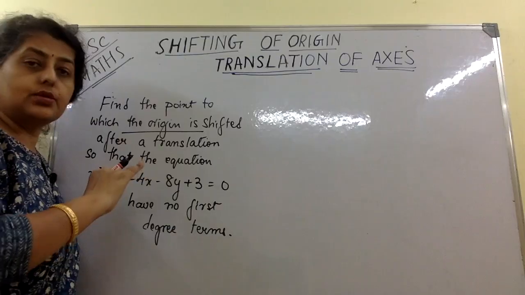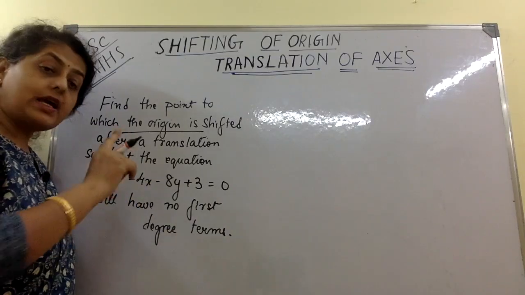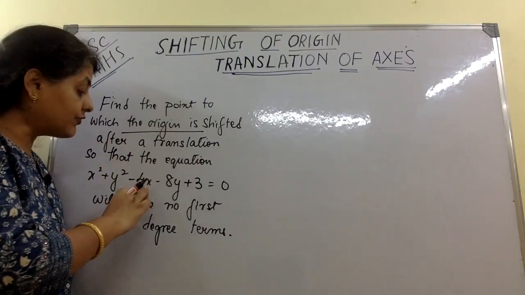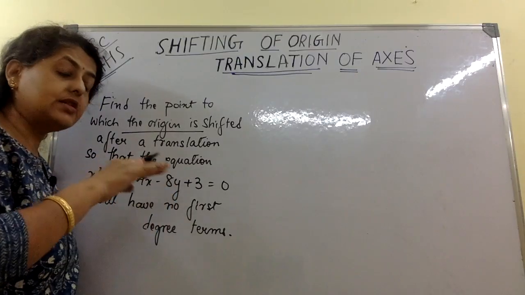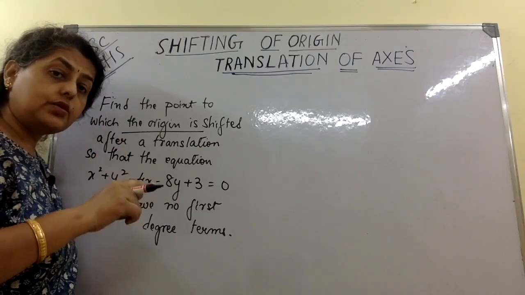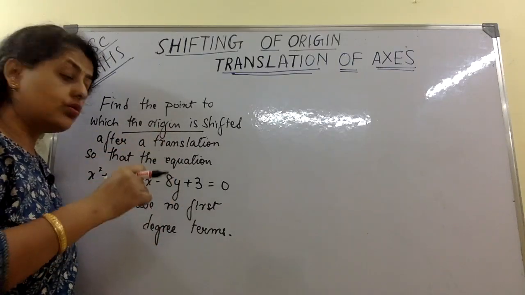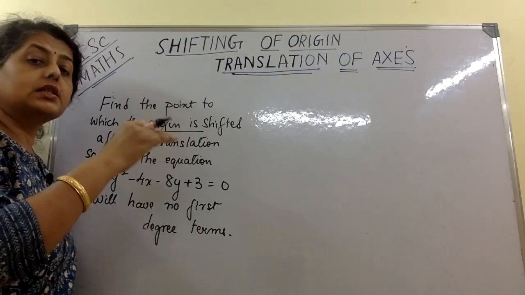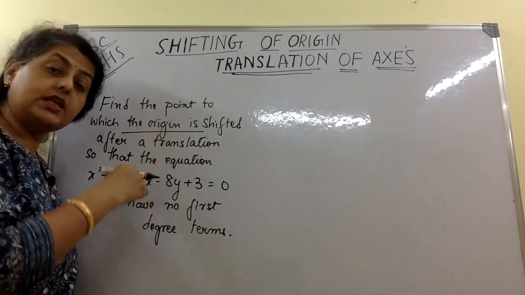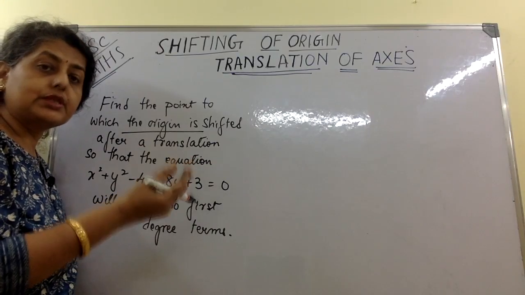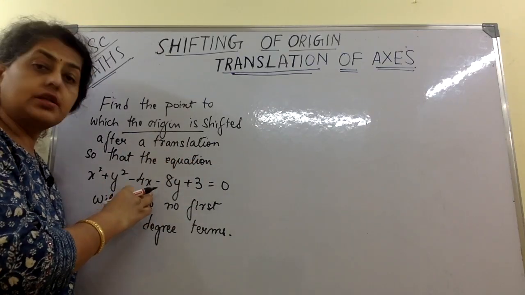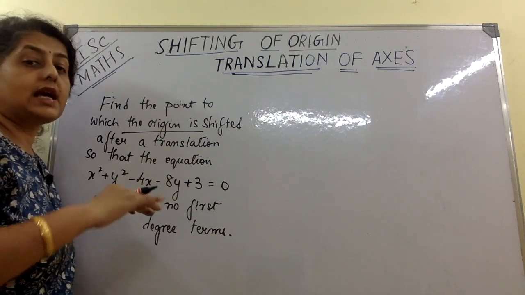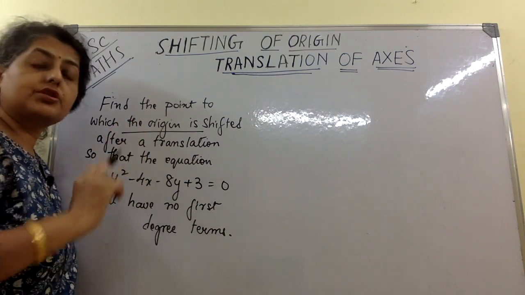Okay, there is no first degree term. X square and y square can be there because they are second degree terms, but the first degree terms x and y should vanish according to the new origin. So the only condition they give us to find the new origin is the final equation, like we changed the equation of the line before this. Now the final equation here will have no first degree terms. That way the new origin is going to change this equation.